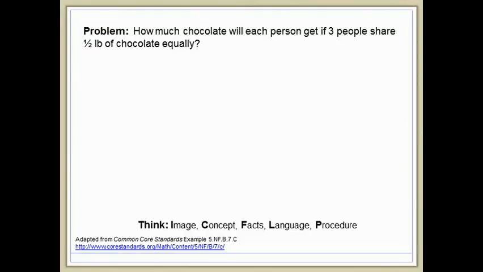So for this standard, we'll be doing 3 different problems of increasing complexity. We'll start with the question, how much chocolate will each person get if 3 people share 1/2 pound of chocolate equally? You'll notice that the number 3 comes before the number 1/2 sequentially, so students who see this as a procedural problem of division may get it wrong. They may divide the first number, 3, by the second number, 1/2, and just keep going. It's important that they really understand the meaning, because what we need to do here is divide 1/2 pound of chocolate among 3 people. We have a fraction divided by a whole number.